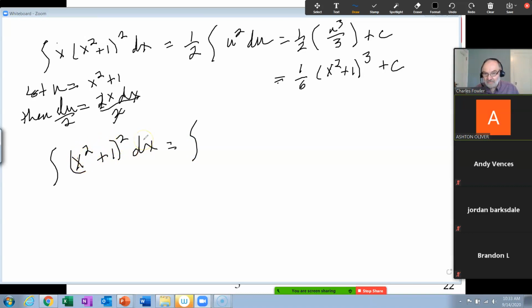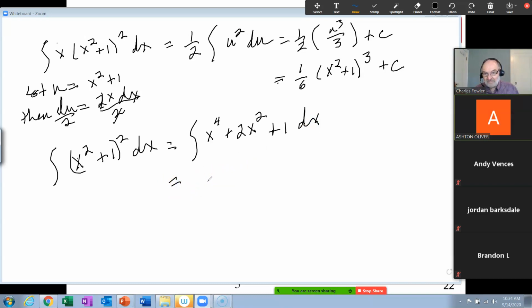Square the first term: x to the 4th, plus twice the product of the 2, so that's going to be plus 2x squared, plus the square of the last, plus 1. And we can just use our regular old rule here.